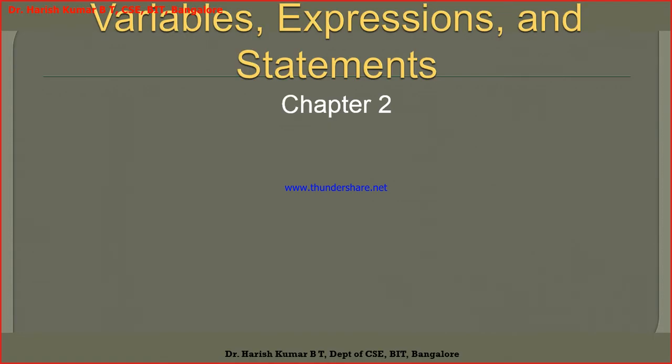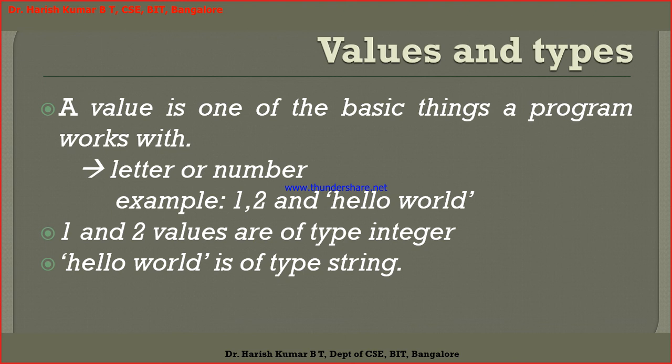Variables, expressions and statements. So value is one of the most basic things a program works with. When I say a value, it can be a letter or a number. For example, I can write 1, 2, even sometimes strings like hello world. These are all values. When the program wants to perform computation, what is required is the value, and the value can be a numerical value, or a character, or a string.